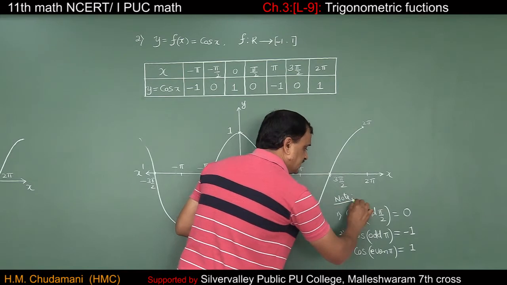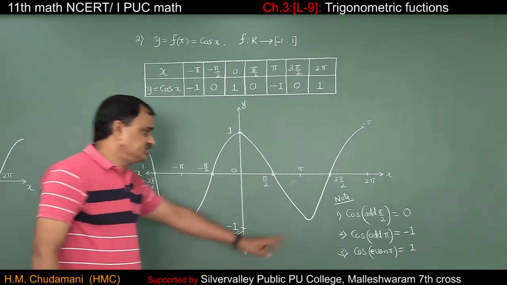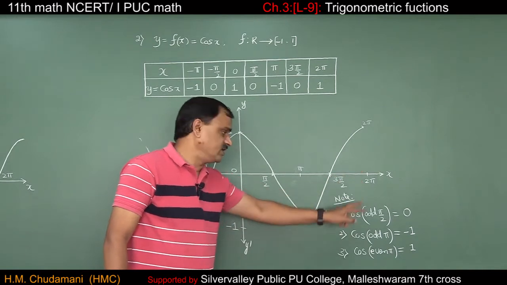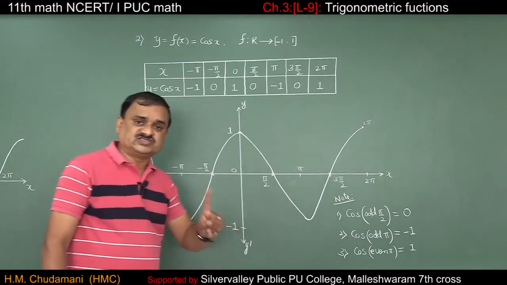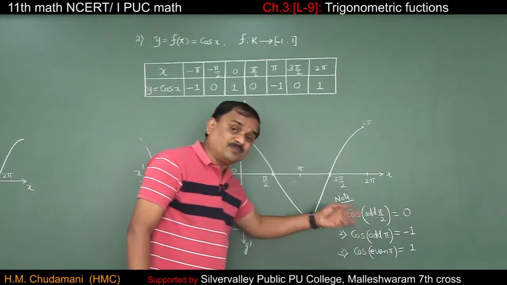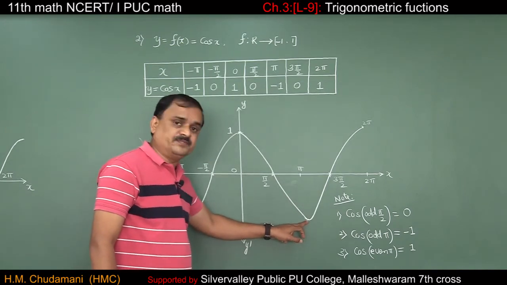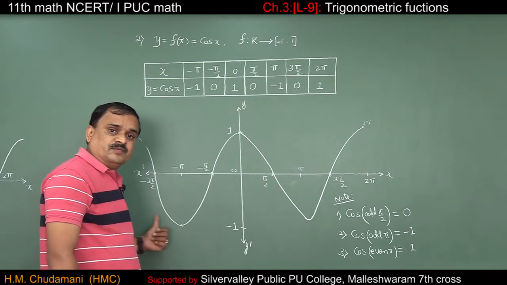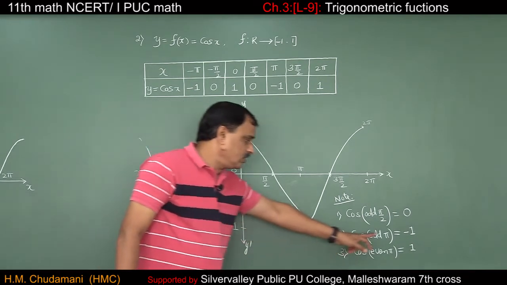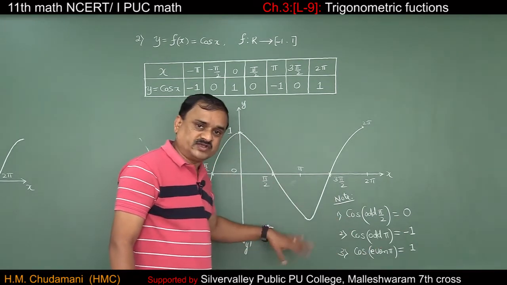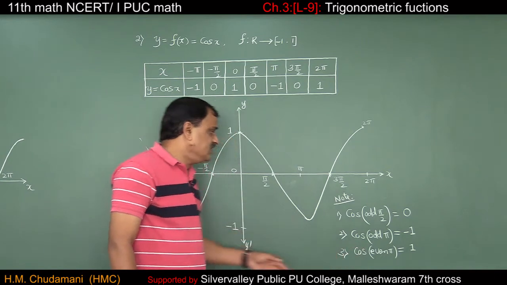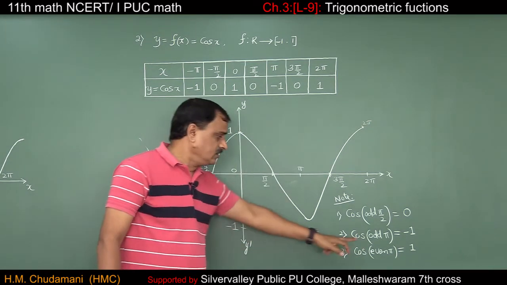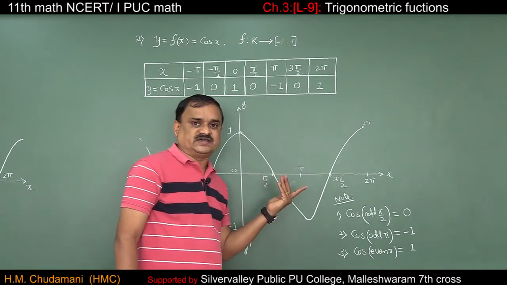So you can generalize these angles. Please note that cos of odd pi by 2, 1 pi by 2, 3 pi by 2, 5 pi by 2, all are on the x-axis, which is 0. Cos of odd pi, that is 1 pi, 3 pi, 5 pi, or else minus pi, minus 5 pi, all are equal to minus 1 below the x-axis. Cos of even pi, 0 pi, 2 pi, 4 pi, minus 2 pi, etc. is equal to plus 1 above the x-axis.